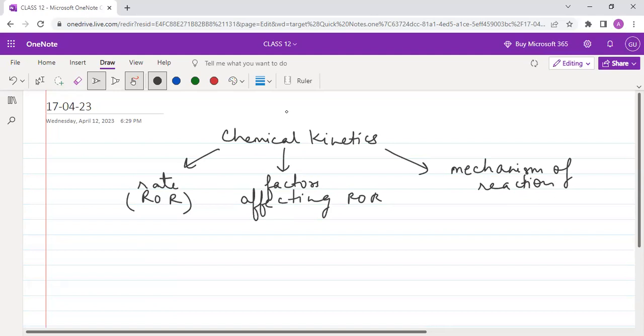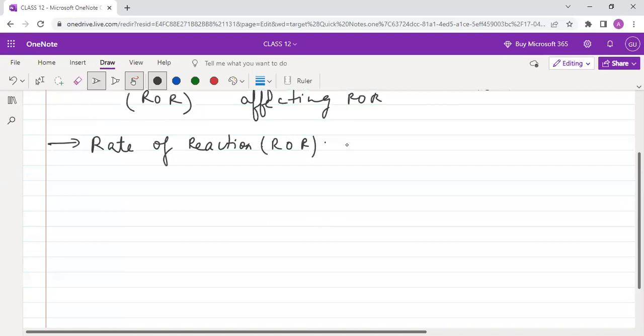Now the first topic is rate of reaction. In simple terms, it is just the speed of reaction, that is, how fast or slow a reaction is taking place. Rate of reaction, which can be written in short as ROR, is the change in concentration. You know what is concentration?